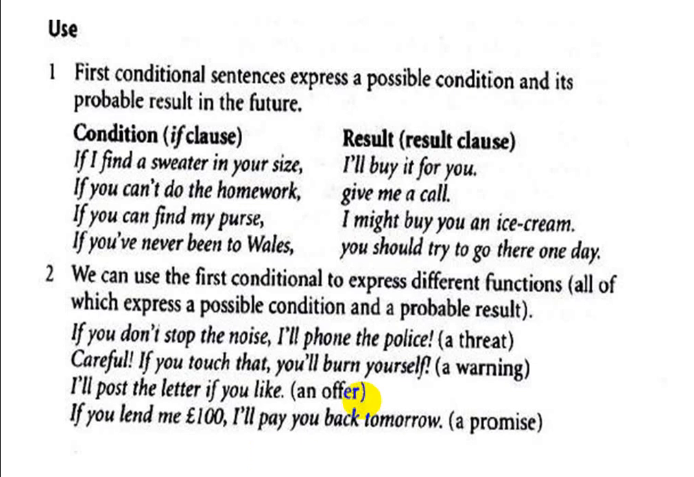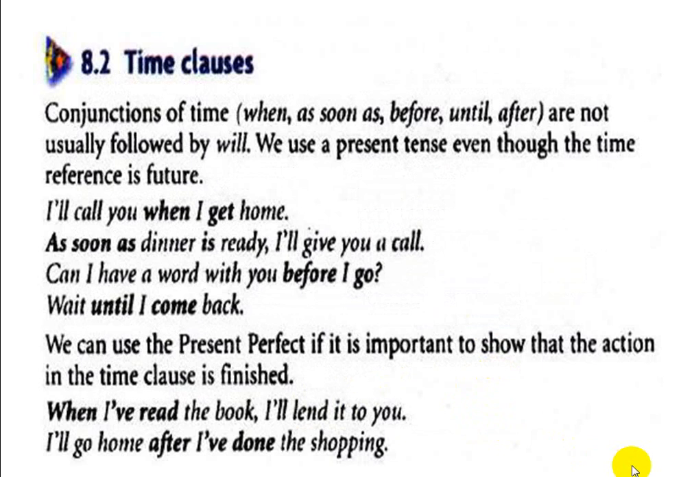So there are different functions, all of which express a possible condition اللي هو condition محتمل and a probable result ونتيجة محتملة. So the four functions are here in these sentences: a threat, a warning, an offer, and a promise. تهديد وتحذير وعرض وpromise وعد.